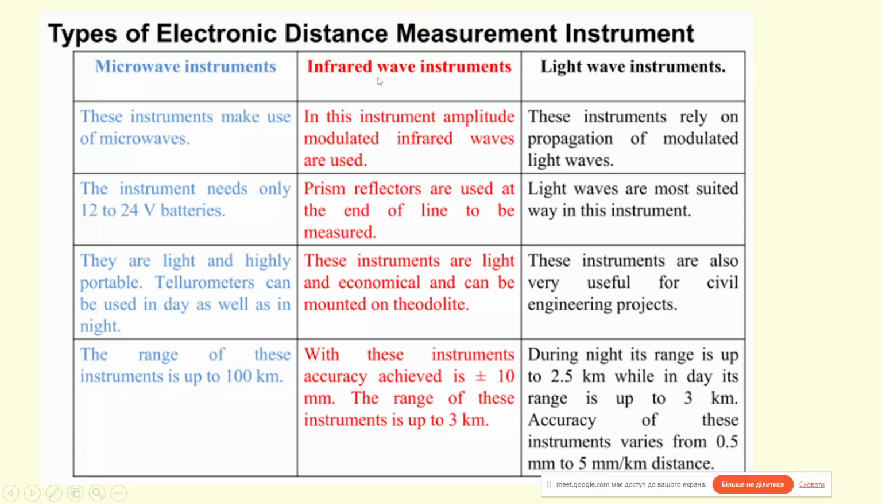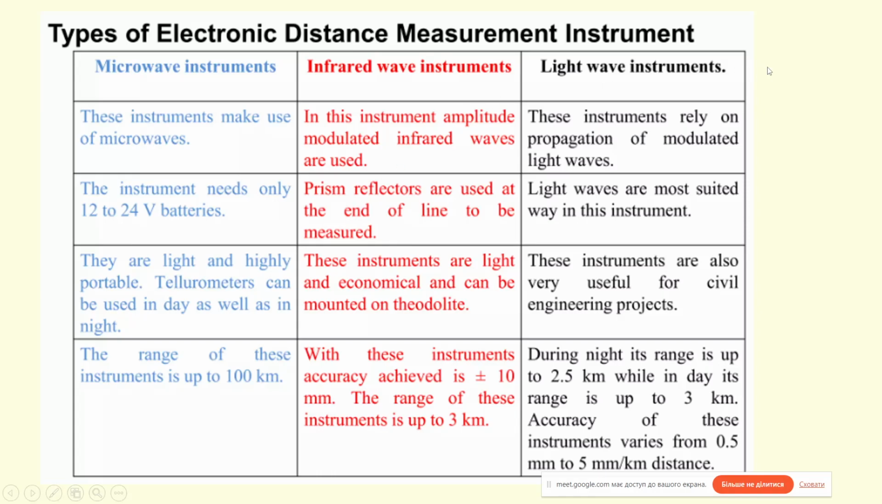Another option, infrared wave instruments. In this instrument, amplitude modulated infrared waves are used. Prism reflectors are used at the end of a line to be measured. These instruments are light and economical and can be mounted on a theodolite. With these instruments, accuracy achieved is plus minus 10 millimeters. The range of these instruments is up to 3 kilometers.